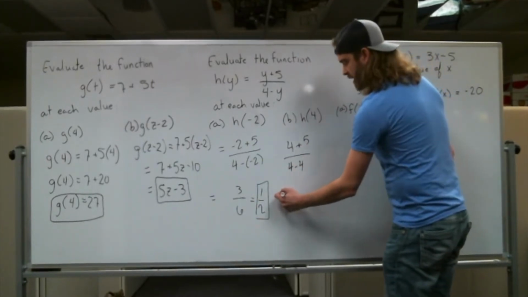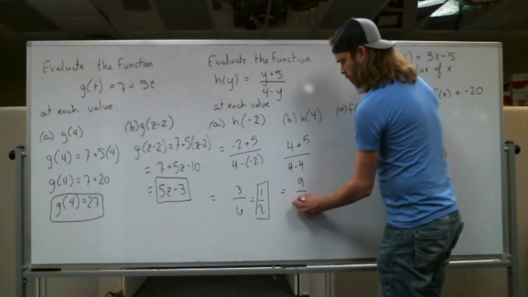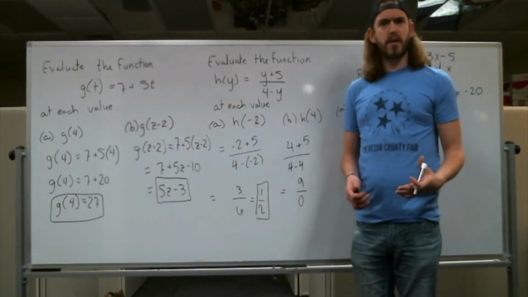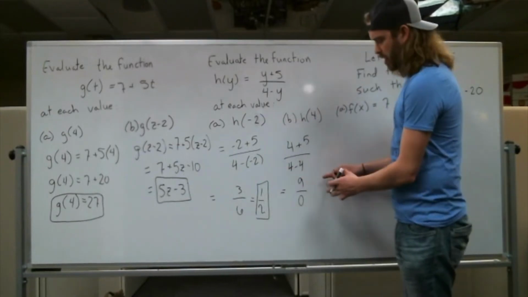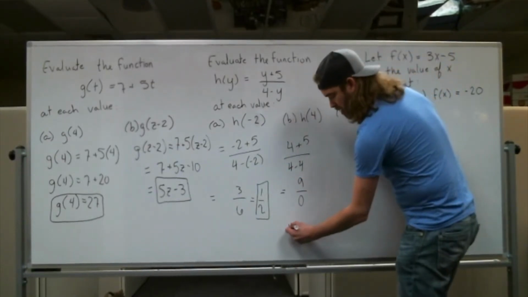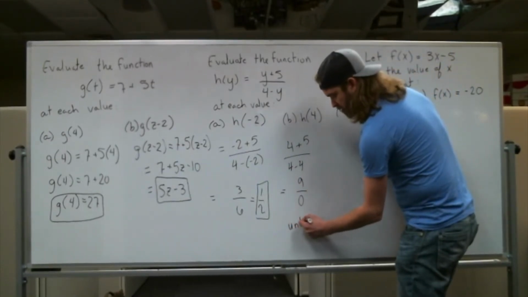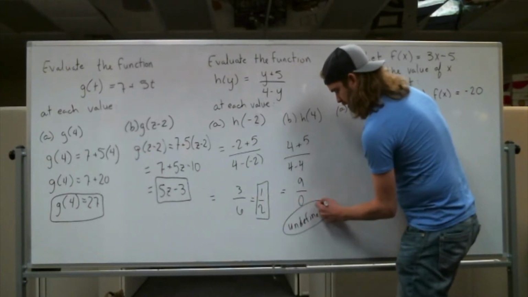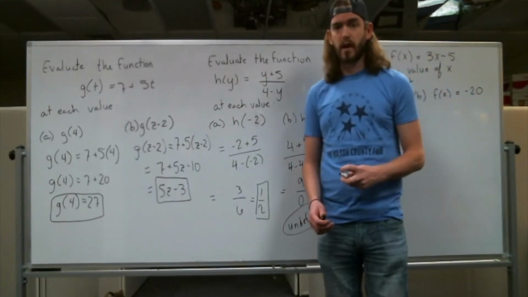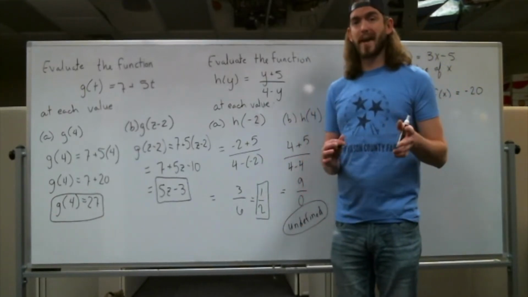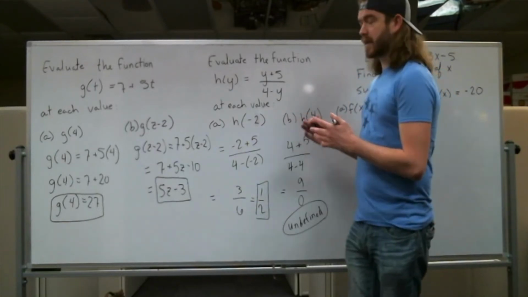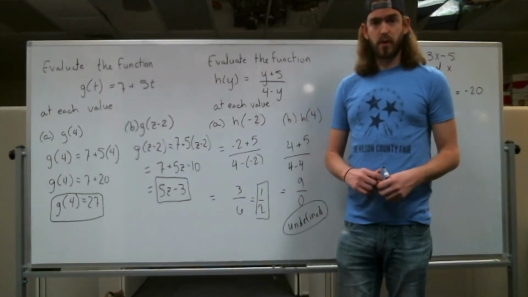4 plus 5 is 9, but 4 minus 4 is 0. That's not great, right? Because we cannot divide by 0. So when we have this come up, our answer is going to be undefined. So there will be some values that will not work, right? And so this is one of those, so we have to write undefined. You also need to make sure that you pay attention to this when you're working with square roots, because we cannot take the square root of a negative number yet.